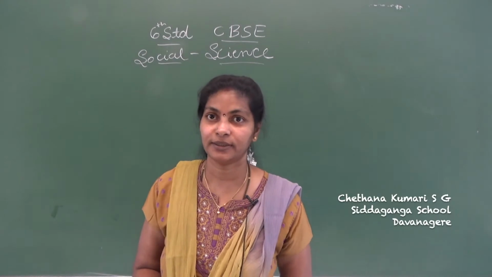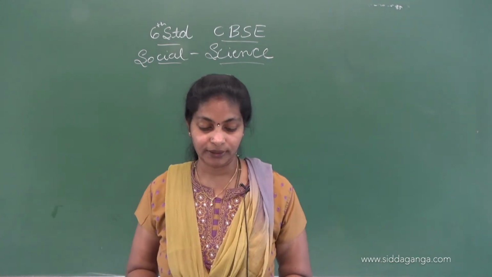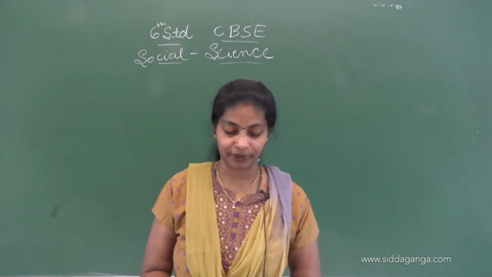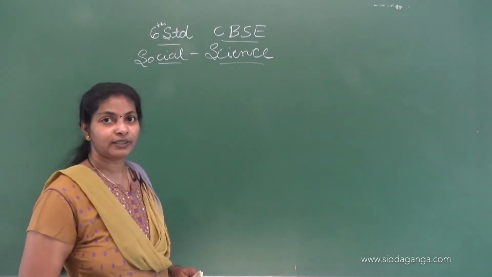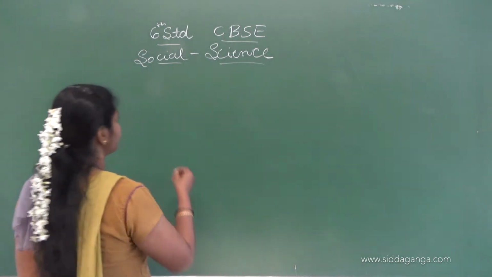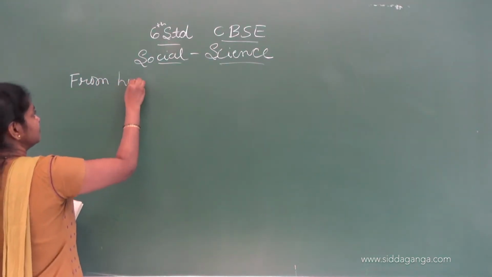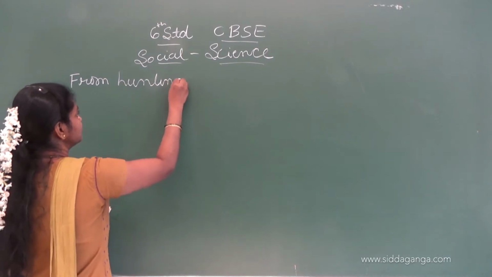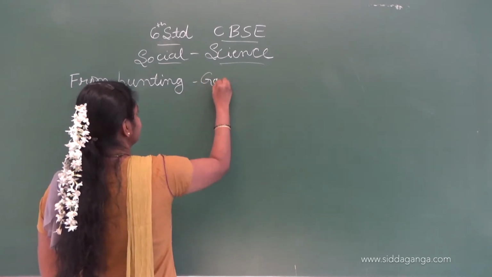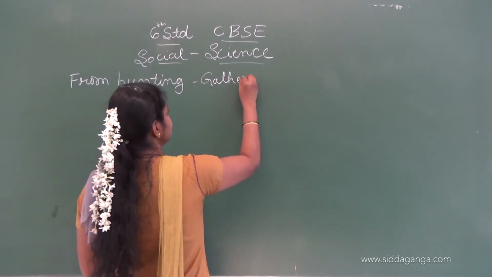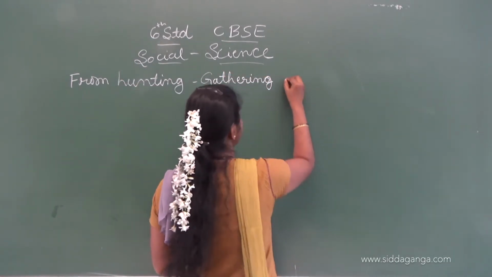Today we shall start the social science textbook, especially the history part. Let us learn about the second chapter, that is, from hunting, gathering to growing food.